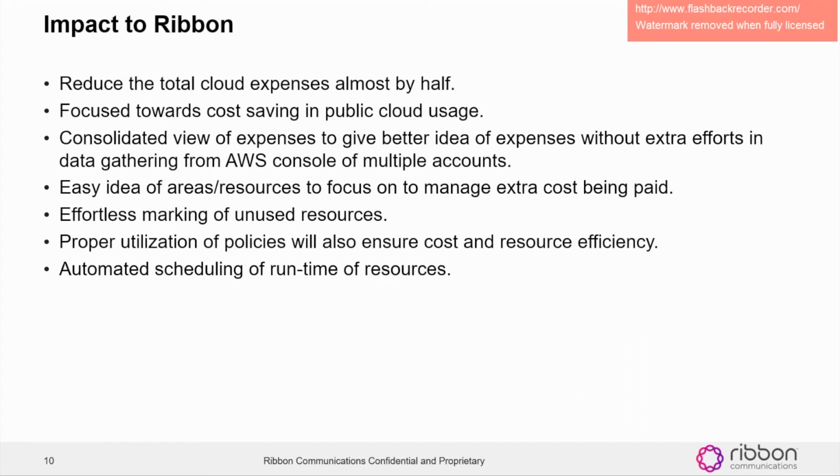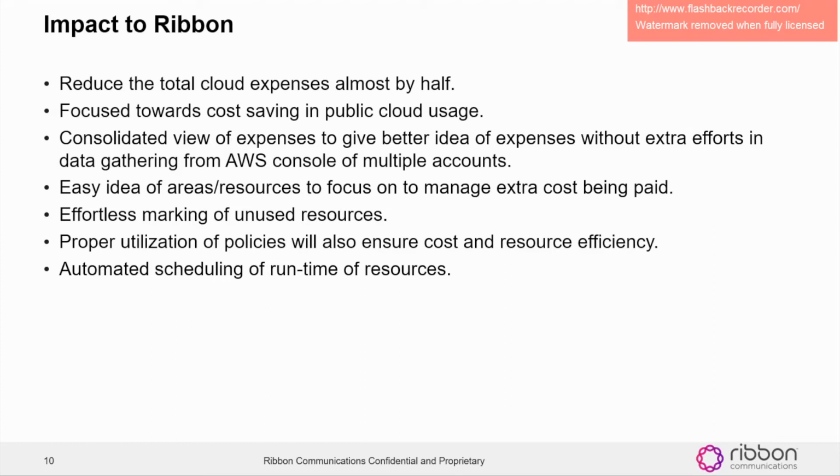How is Cloud Sentinel beneficial to Ribbon? One obvious factor is cost. If implemented properly, Cloud Sentinel can reduce the total cloud expense almost by half. If you are a higher authority, it gives a consolidated view to give a better idea of expenses without any extra effort in data gathering from the AWS console across multiple accounts. It gives an easy idea of areas and resources to focus on to manage extra costs being paid. It can mark unused resources effortlessly so that you can delete those instances and save some computational power.